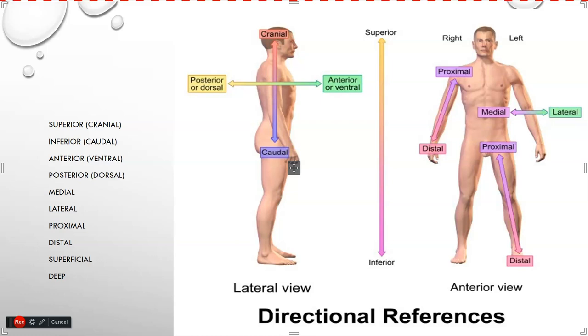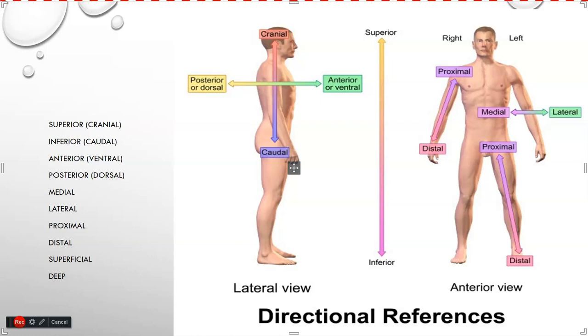The next is medial and lateral. Medial is to the middle, and lateral is to the outside. So, if we think of the body and divide it in half, down the middle through the nose, down through the groin, we could say, in the anatomical position, that the great toe or the big toe is medial to the little toe. Conversely, we can say that the little toe is lateral to the big toe.